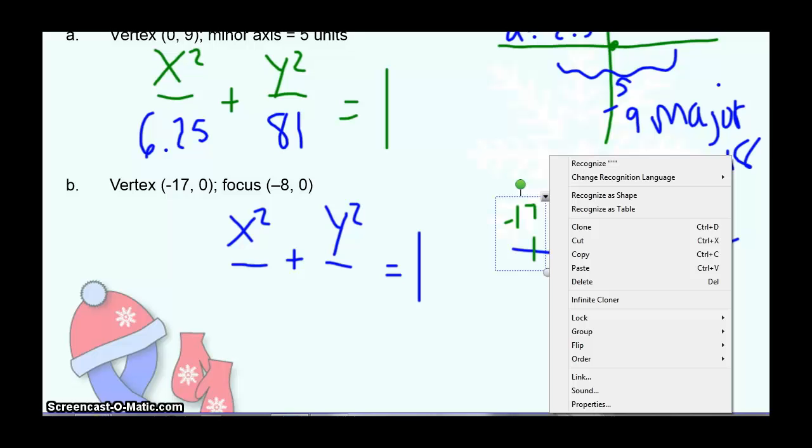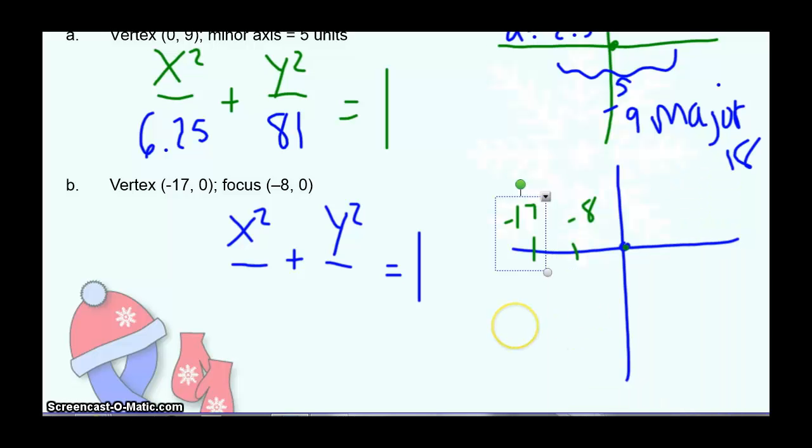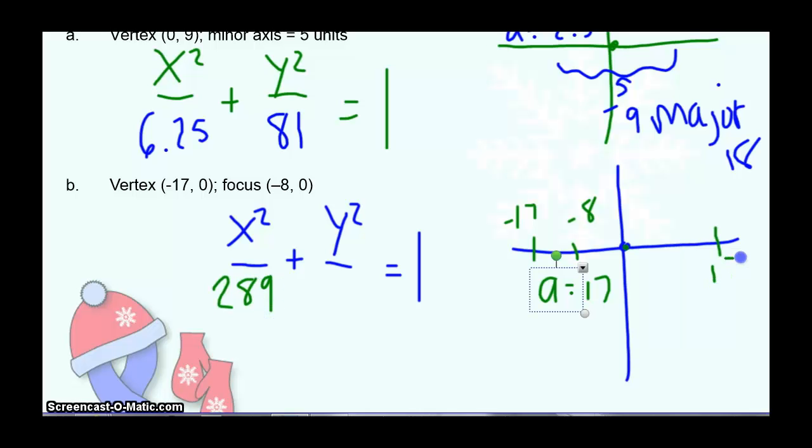So wherever the focus is means this is going to be the major axis. Okay? So my A number is going to be 17 because that's the length from the center. So 17 squared is 289, and that's going to go under the x because I went left and right, because it would go all the way here to 17.